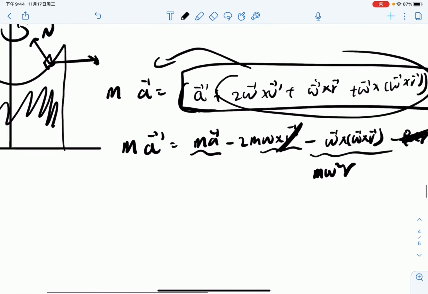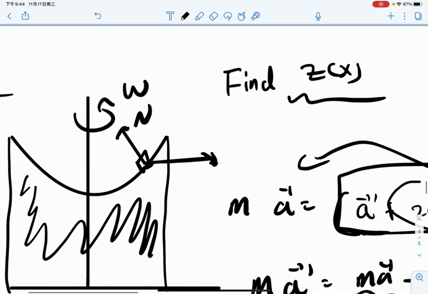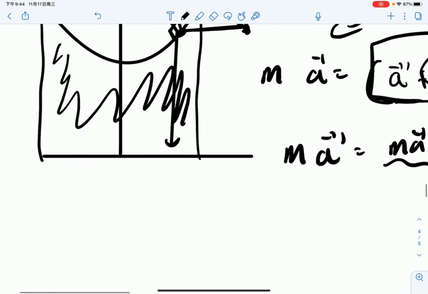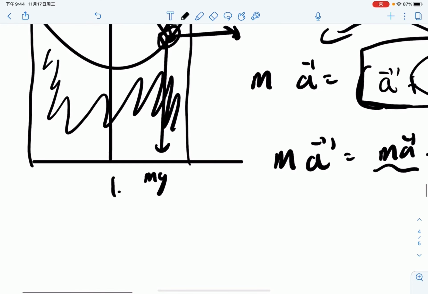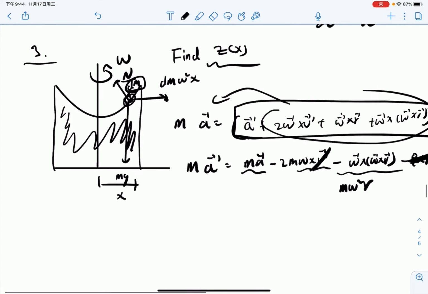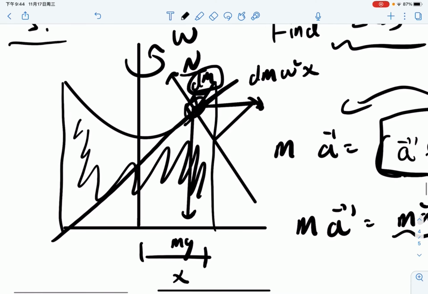So now in the frame of the cone, there are three forces, which is gravitational force mg, and here just dm, because we're taking a small portion, and here's a normal force, and here is dm w square x, because this length is x. And if we take a look at the balance, okay, let me draw the diagram. We assume this angle is theta.